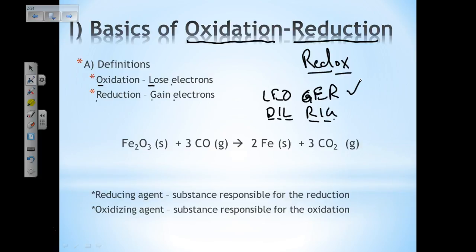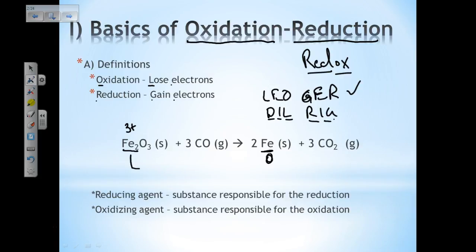Okay, so here's an example. It's not the only example, but this is an example. If we look, we have iron here, and we have iron here. Well, iron as a solid has a charge of 0. The more formal way of saying that is an oxidation state, but the charge here is 0 because it's an element. Iron in this compound is 3+.